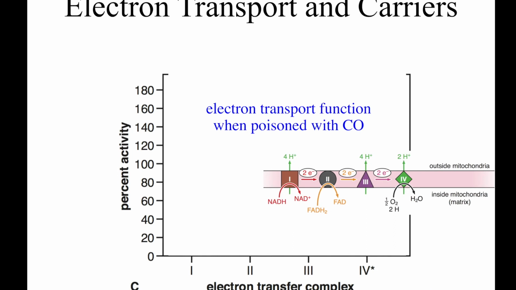Now, you have probably heard in the news that if people use, say, something that burns a fuel, like a heater or something like that, and they're not well ventilated, it can produce carbon monoxide, carbon with 1 oxygen, versus carbon dioxide, which is what you breathe out. Carbon with 1 oxygen, carbon monoxide, poisons electron transport. And where does it poison electron transport?